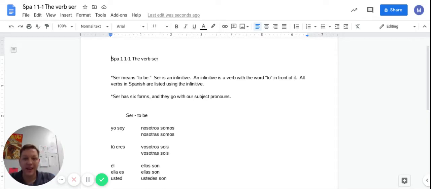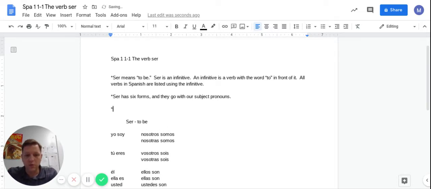Okay, and as we learned about subject pronouns last lesson, it's going to come back into play right now to practice conjugating our verb. Okay, so I need to add another thing here. Conjugating a verb. When we take the infinitive in Spanish and put it into one of its forms, this is called conjugating.